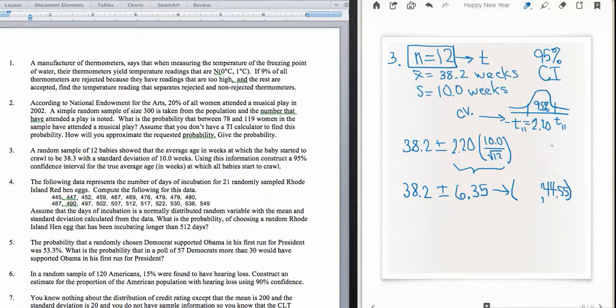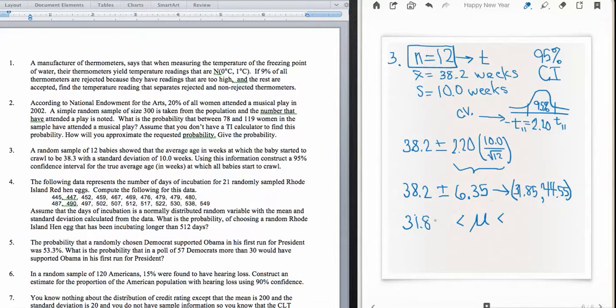And then I will do the minus entry, and that gives me 31.85. And now I'm going to give this as an interval with the mean in the middle, and I'm going to round it appropriately, one more decimal than the original, right?